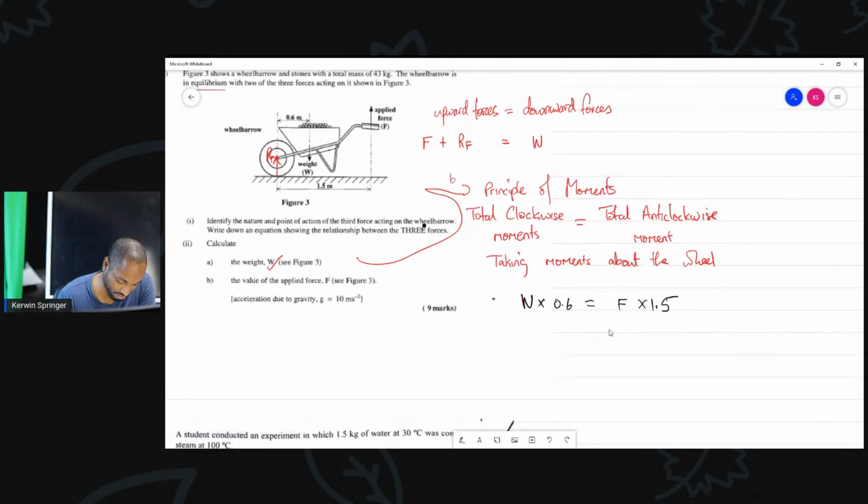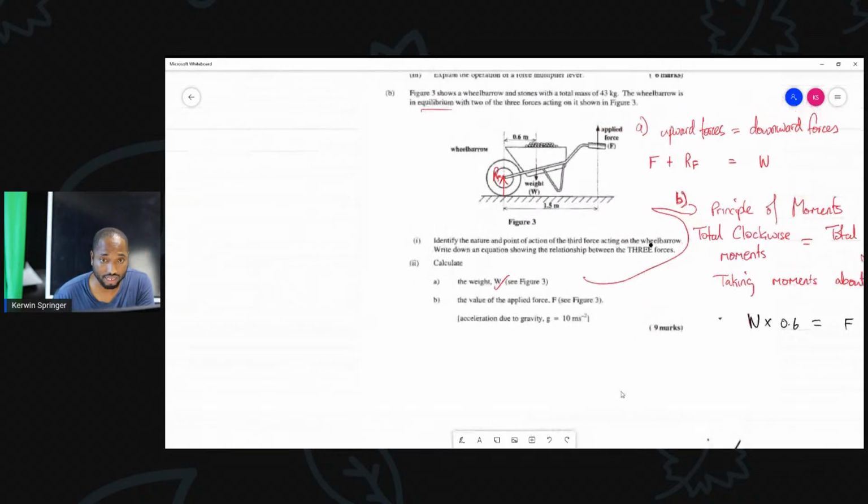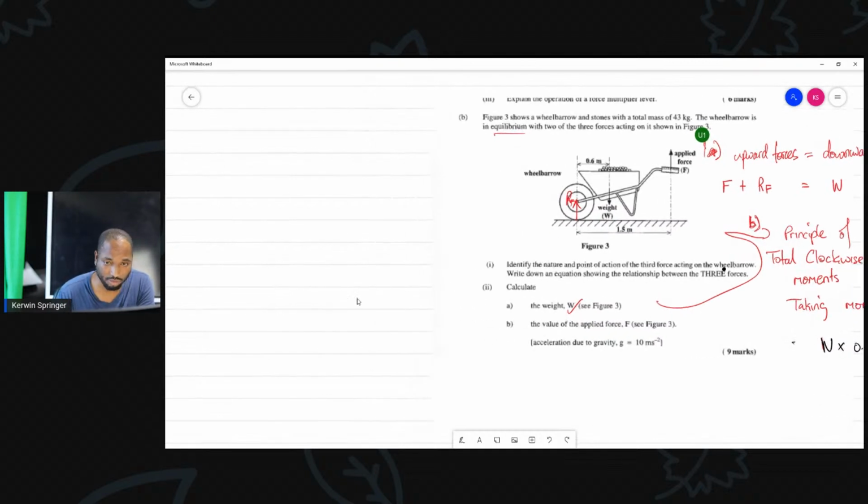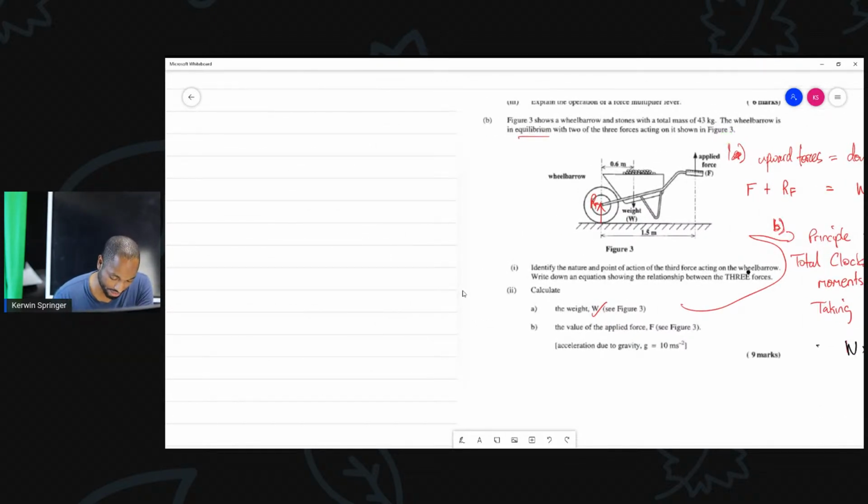This was part A, actually this was part I. But for part A, we'll simply find W by W equals mg. So W is equal to the mass here, 43 kilograms, times the acceleration due to gravity. CXC likes to say use 10 when you're dealing with CSEC. When you're in CAPE, they will say 9.8. So we put 10, and this is 430 newtons. So that was part A, locked.